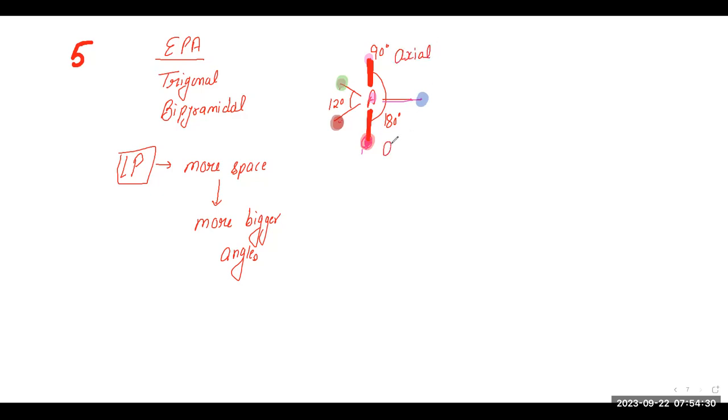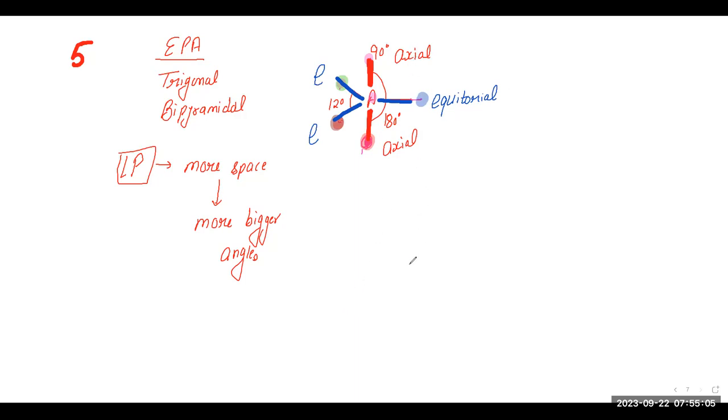So how many axial bonds are there? 2. And they are making 90 degree angle with the base, right? Then there are 3 on the base, which are 120 degree with each other. And we call them equatorials, which are on the corners of a triangle, equatorials. So how many equatorials are there? 3.